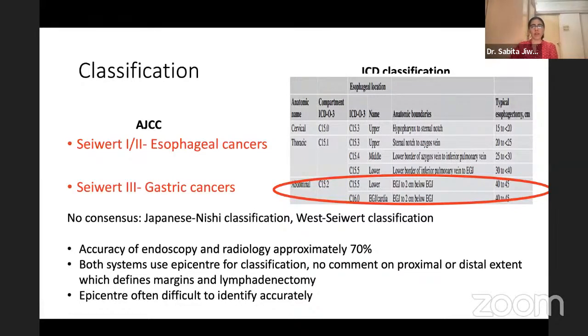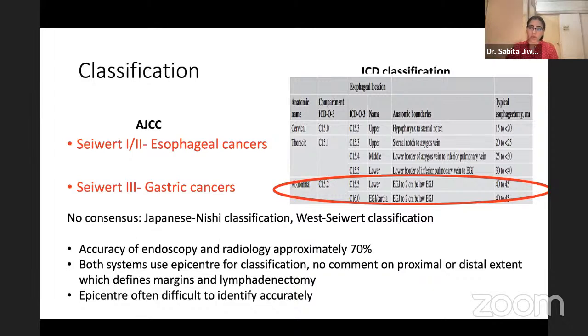Now we have to understand all these classifications hinge upon the epicenter of the disease. Now this epicenter is very notoriously inaccurate. The sensitivity and specificity of both endoscopy as well as radiology is approximately 70 to 75%. And it's very difficult to determine what the actual epicenter is. People have tried PET scan also to see where is the maximal uptake, but still there is no clear answer.